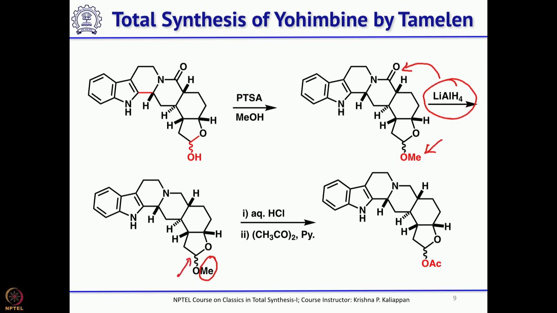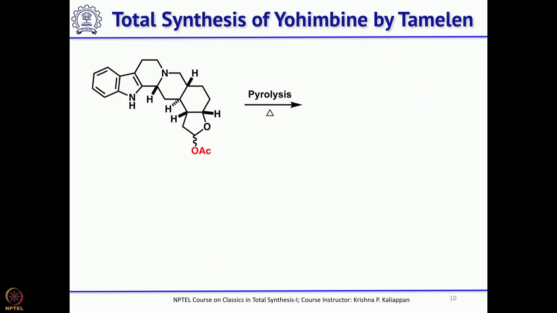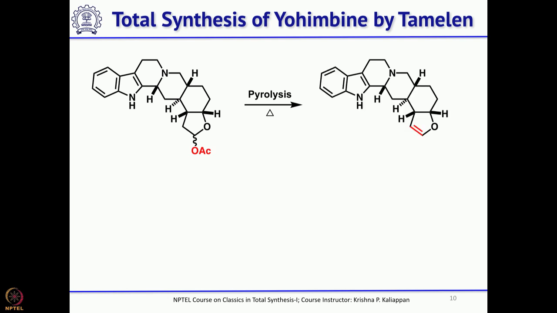So, basically, why they have to do more steps, because if you have a lactol, LAH will reduce the lactol also. That is why the lactol should be protected. Then your lactam should be reduced. Now, the acetate you treat with, or you carry out a pyrolysis, that means you heat it at very high temperature, and this can undergo elimination. As you know, acetates, when you heat at very high temperature, can undergo cis elimination to introduce the double bond. The pyrolysis gives the double bond.